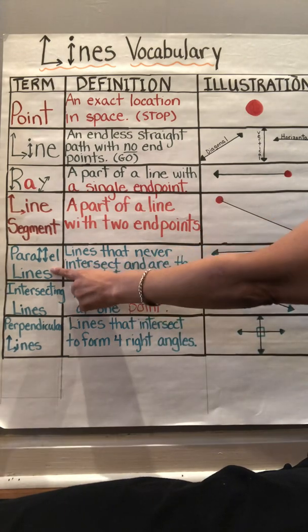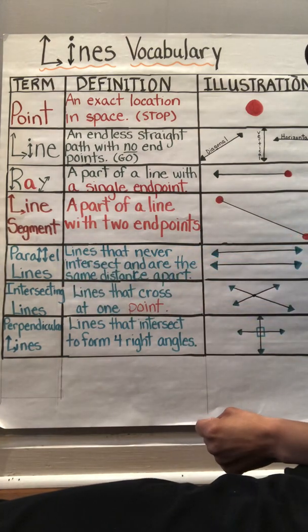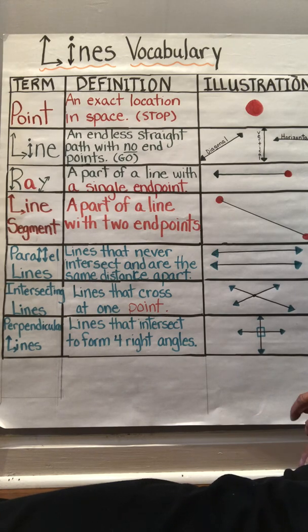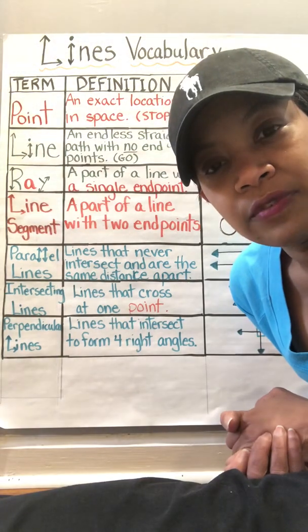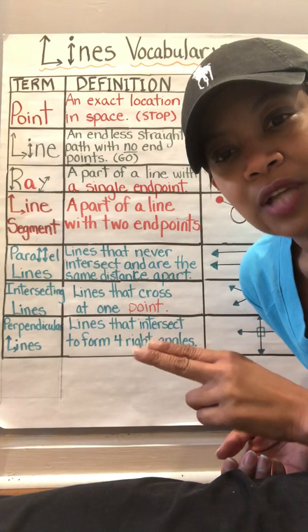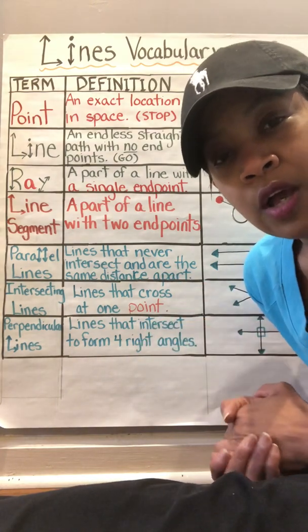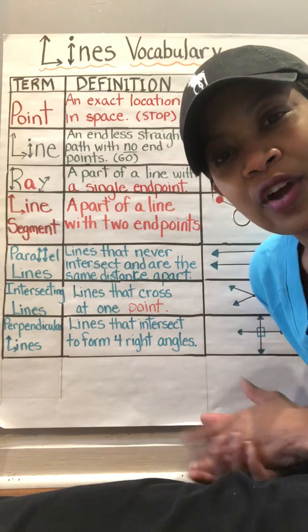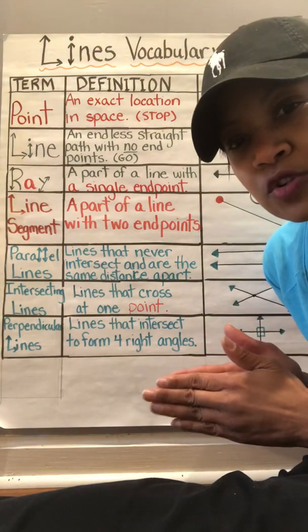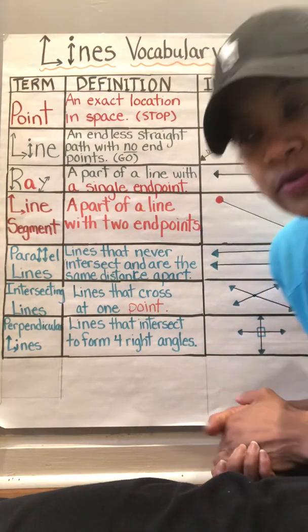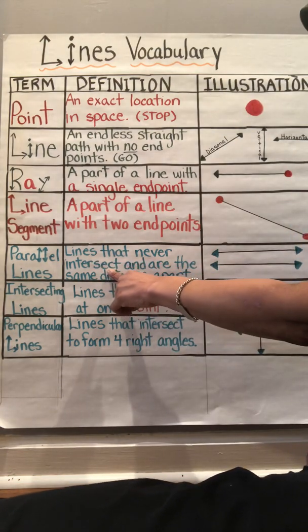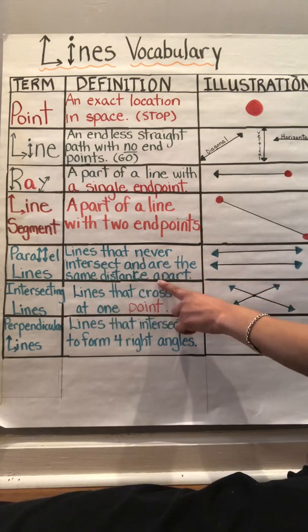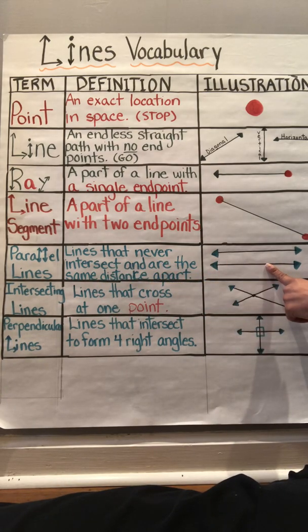The next word is parallel lines. Parallel lines are lines that never intersect and are the same distance apart. So when I think, boys and girls, of parallel lines, I think of lines on the road, like those double yellow lines when you're driving down the road. Those yellow lines seem like they go on forever. They never cross, they never touch. They're just parallel. They're next to each other. So it says it here, lines that never intersect, which means they don't cross, and are the same distance apart. There you go. They go on forever.